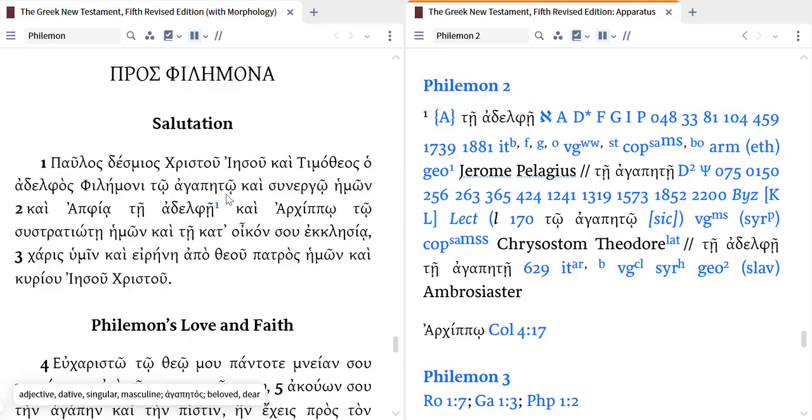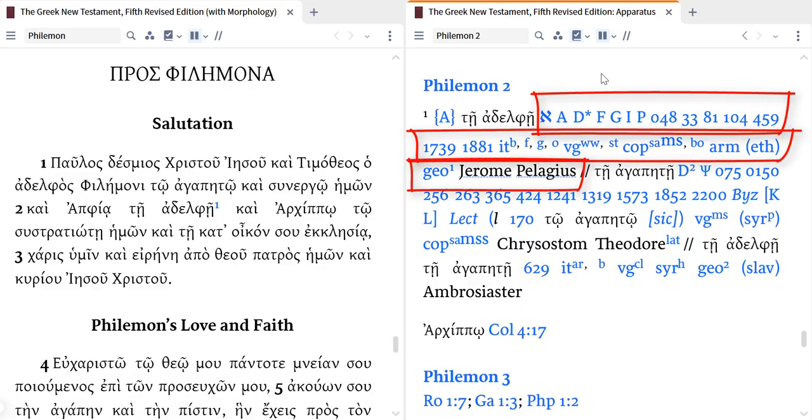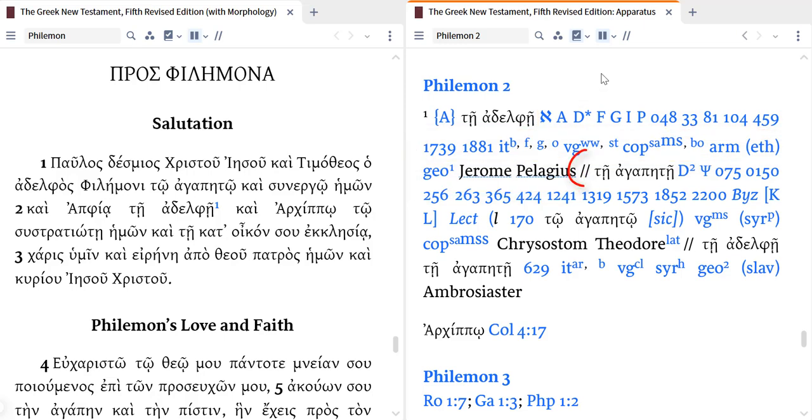Let me point out here on the letter D, when you see a star, this means it's the original hand of that manuscript. There's going to be a different reading later in this apparatus, so look down right to here. You see a D2. This is the second hand, the second corrector of D. So these are the readings for te adelphe, and again, it ends with this double slash.